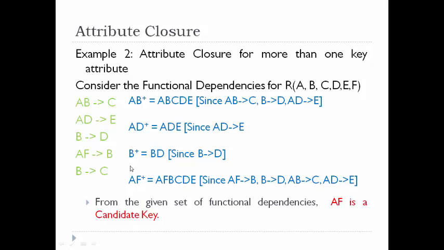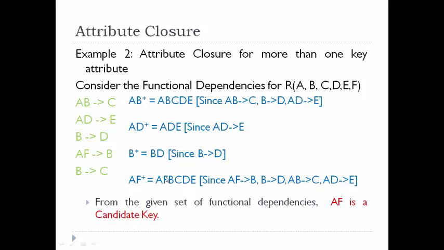Now AF closure gives you AFB. We have to check whether we have a dependency for A separately, F separately, B separately, and AB separately, or FB separately. Fine. Since we have AFB, which has already arrived, since we have A, F and B, AF is arriving with B, so we have AFB.